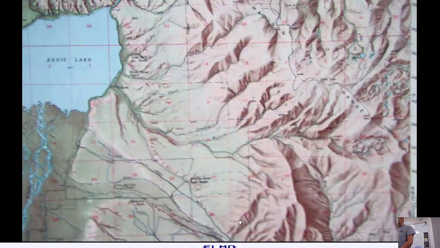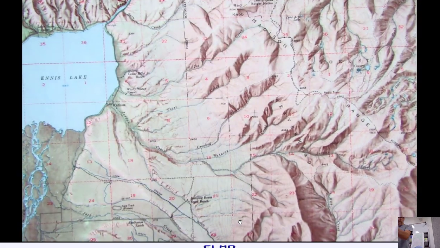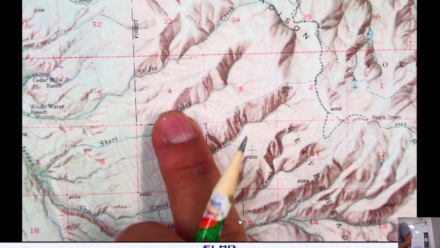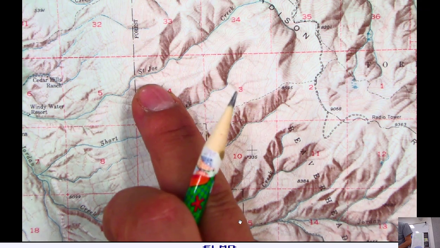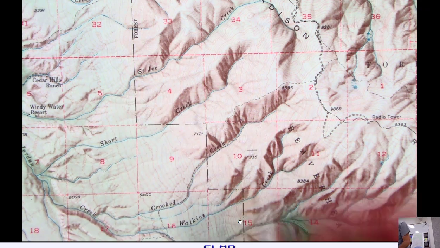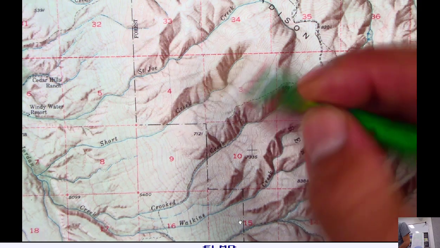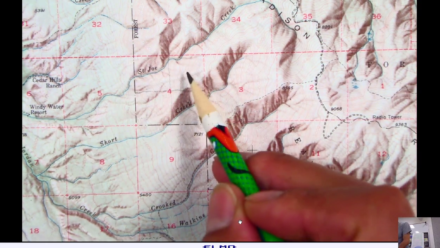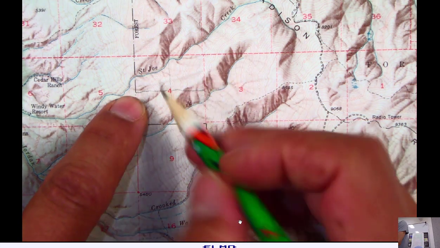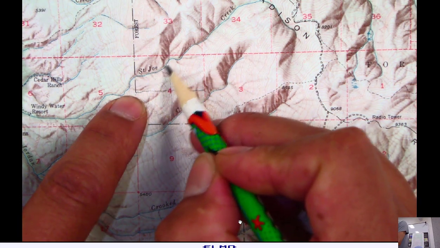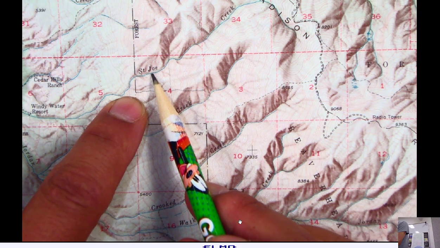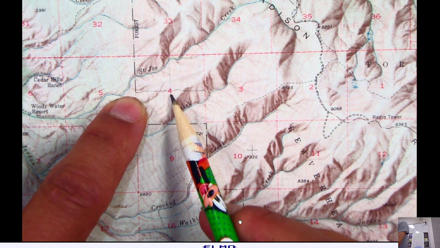So for example, let's look at this Ennis quadrangle. Let's say we're looking at this section 4 with the St. Joe Creek in there, right? So remember, this section is 1 square mile. That's 1 square mile there, right? So if I wanted to locate where St. Joe Creek is, I would say it's in the northwest quarter of section 4.